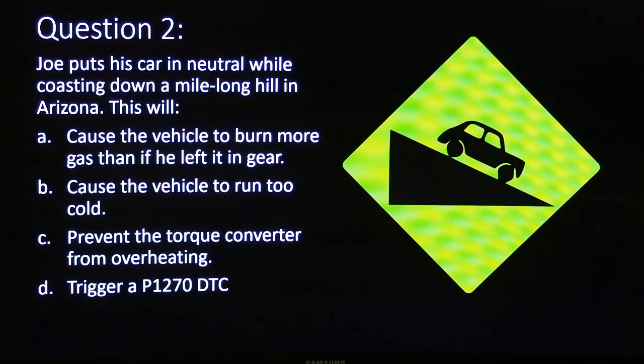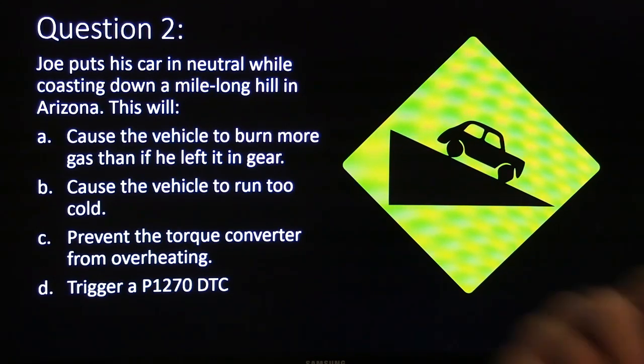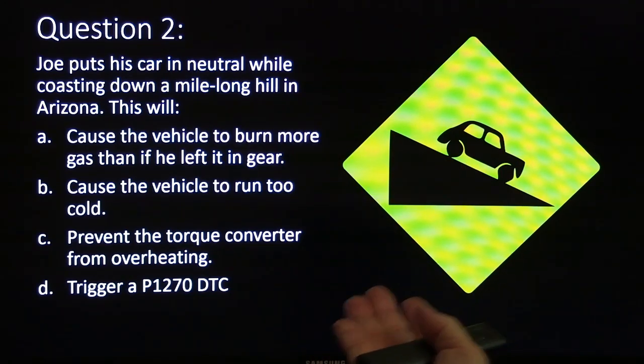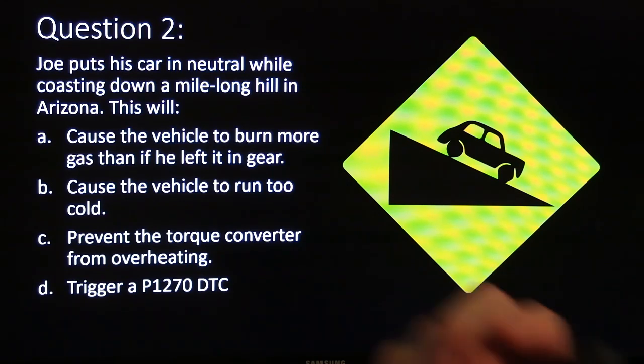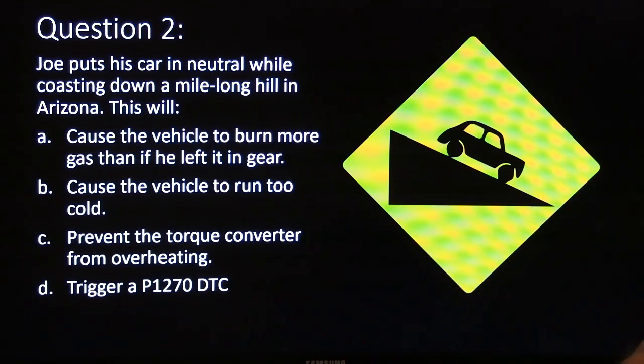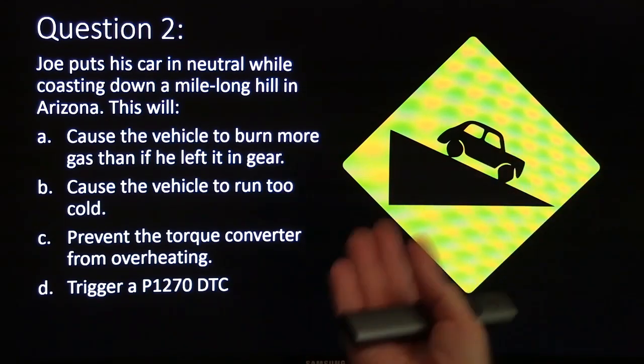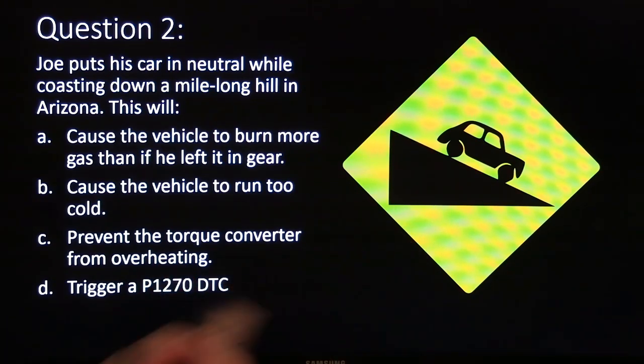Here's the next one. Joe puts his car in neutral while coasting down a mile-long hill in Arizona. This will cause the vehicle to burn more gas than if left in gear. It will cause the vehicle to run too cold. It will prevent the torque converter from overheating, and it will trigger a P1270 DTC. Which one of those is the right one?